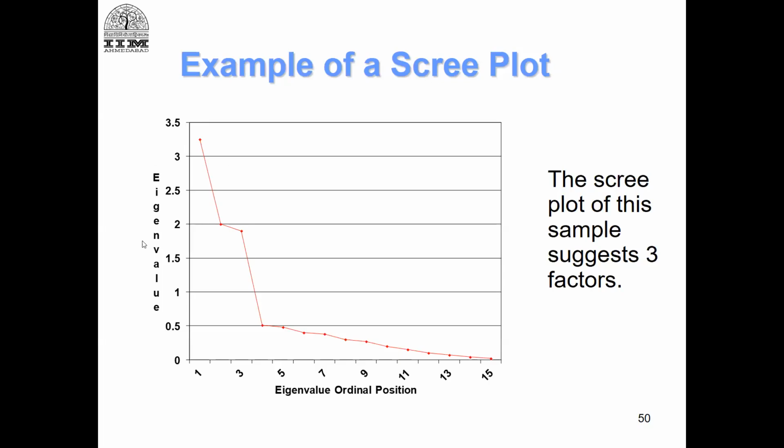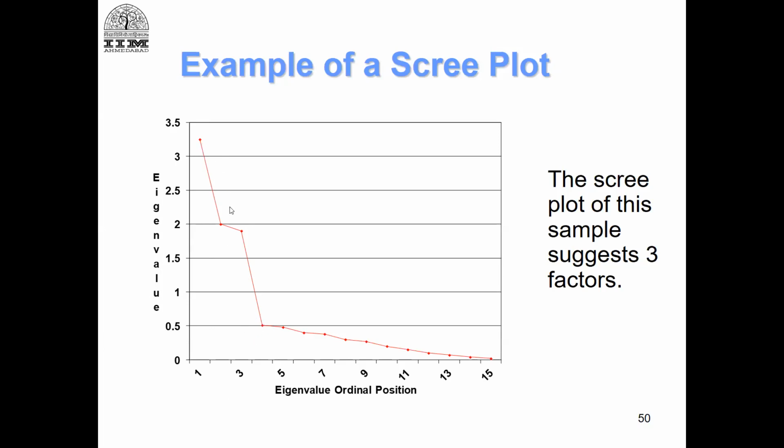Scree plots are also plotted. So you see on the y-axis, you have the eigenvalue of the factors. On the x-axis, you have the number of the factor. And we usually say that we retain the factors where you see the elbowing happen. So you need to check where the elbowing of the graph is happening.